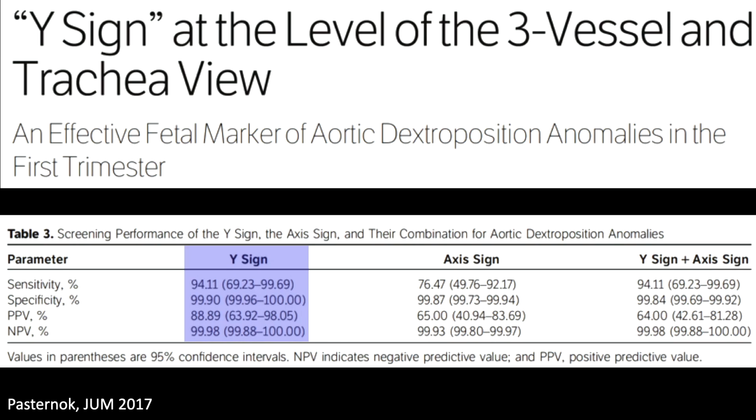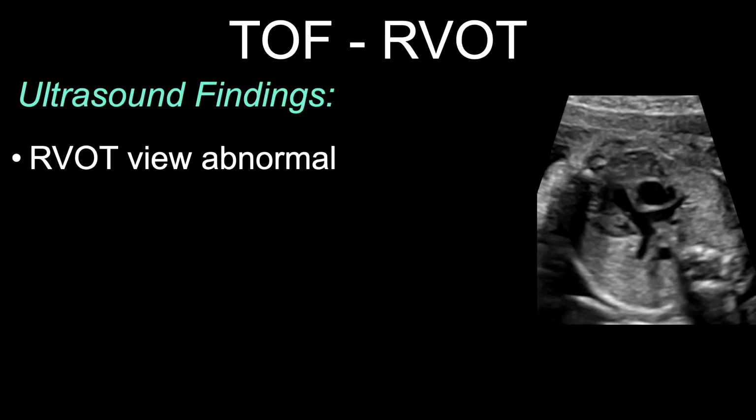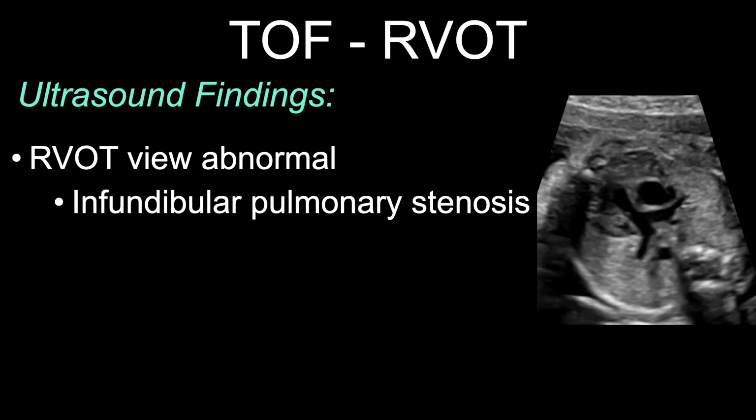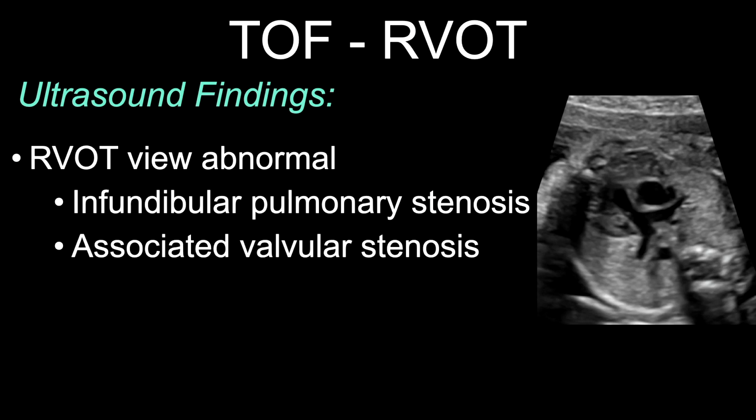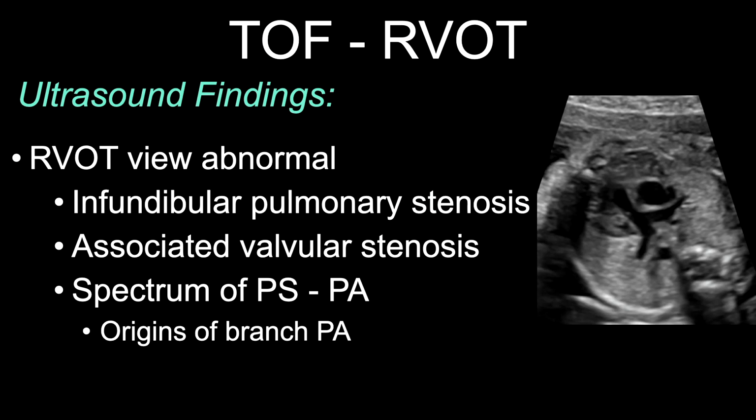So what about the RVOT? By definition, the RVOT is abnormal, right? There is infundibular pulmonary stenosis. So typical pulmonary stenosis is below the valve, but also could be valvular. There's associated valvular stenosis also. And there's a spectrum from pulmonary stenosis to pulmonary atresia. It's always important also to look at the origin of the branch pulmonary arteries, so you can maybe diagnose a hemitruncus or something like that related to these lesions, and I'll show you an example of that.